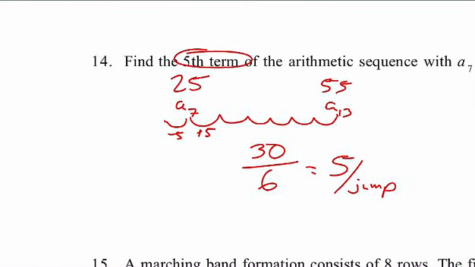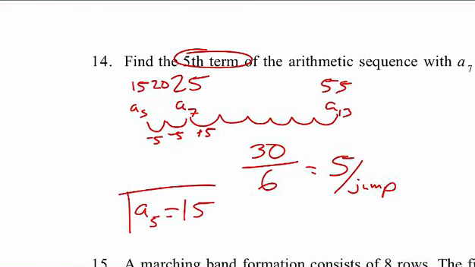Now we want to go from the 7th term, and we're asked to find our 5th term. So we're going to make 1, 2 jumps. So minus 5, minus 5. So essentially you're subtracting 10. So this next one would be 20. And then the second jump would be 15. So a sub 5 is 15. Just a more visual, slightly different way of doing that problem.